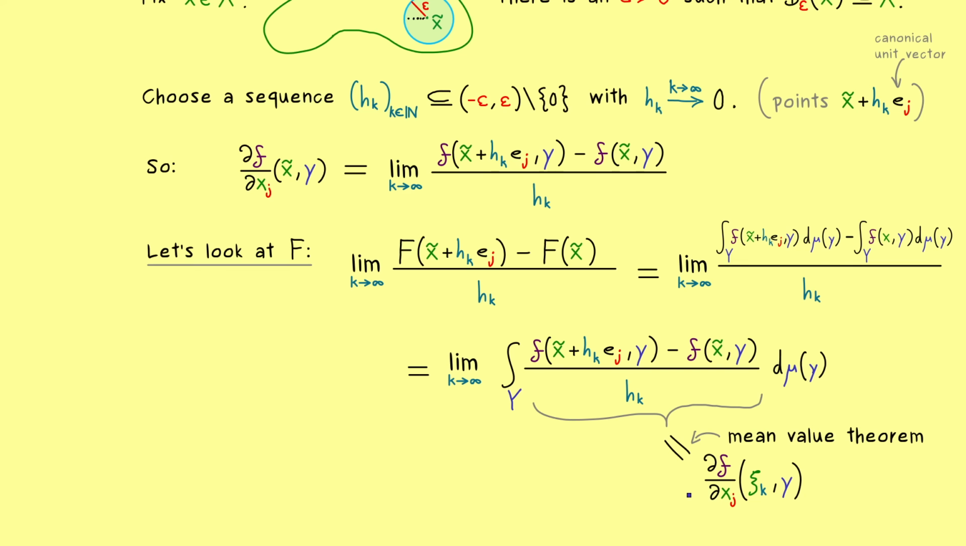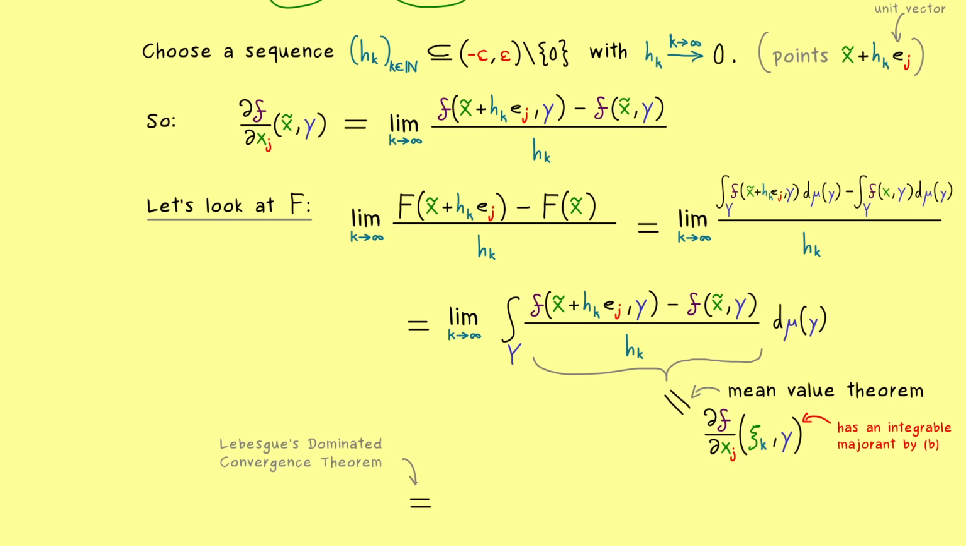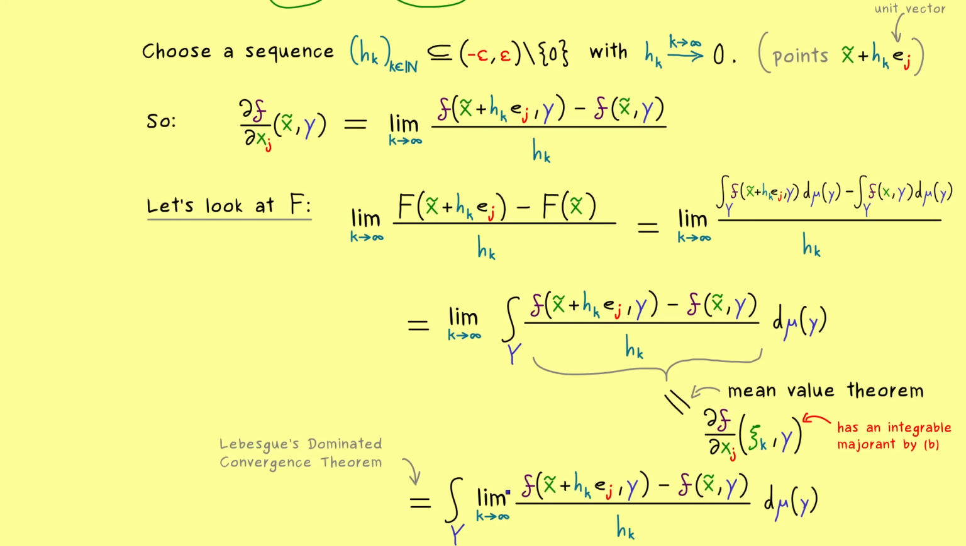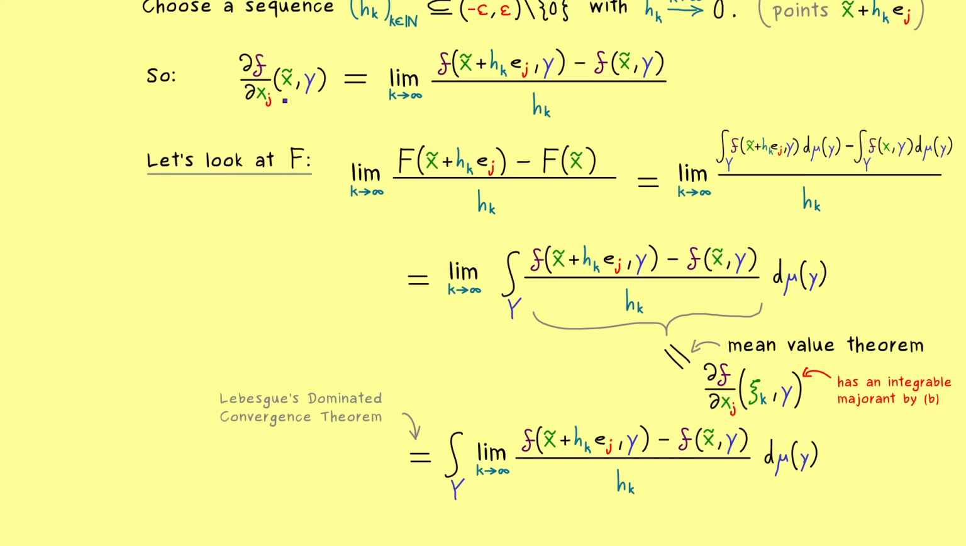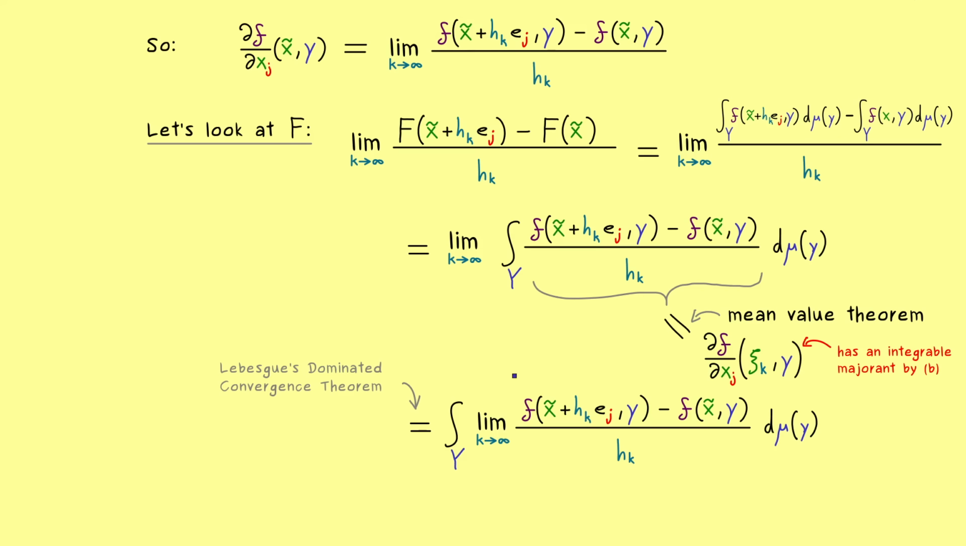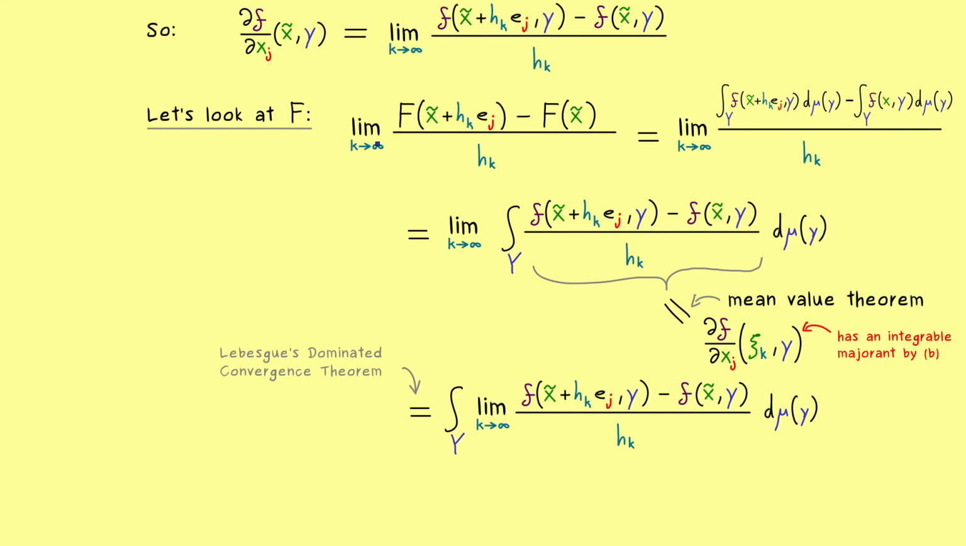And indeed, by assumption, our partial derivative here has an integrable majorant. This was assumption B, and it means that Lebesgue's dominated convergence theorem is applicable. And this finally allows us to pull the limit in. And this is almost the last step, because we already know that this limit is exactly our partial derivative at the point x tilde. So we get that the limit of this difference quotient here is always the same value no matter what hk is. Namely, it's always this integral of the partial derivative of lowercase f.